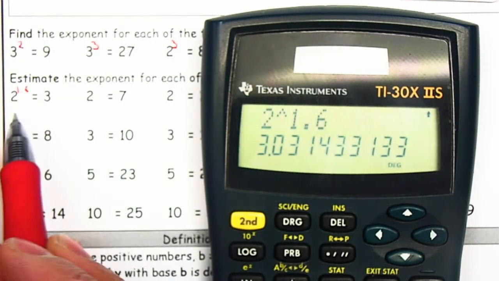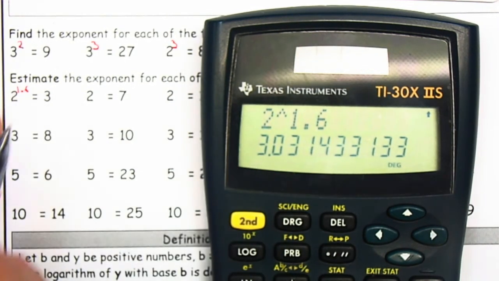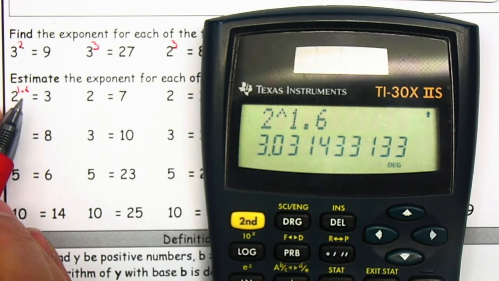If you guys notice, it's not an exact value, and it's going to give you a fraction. This is the first time that you guys have seen fractions as the exponent.